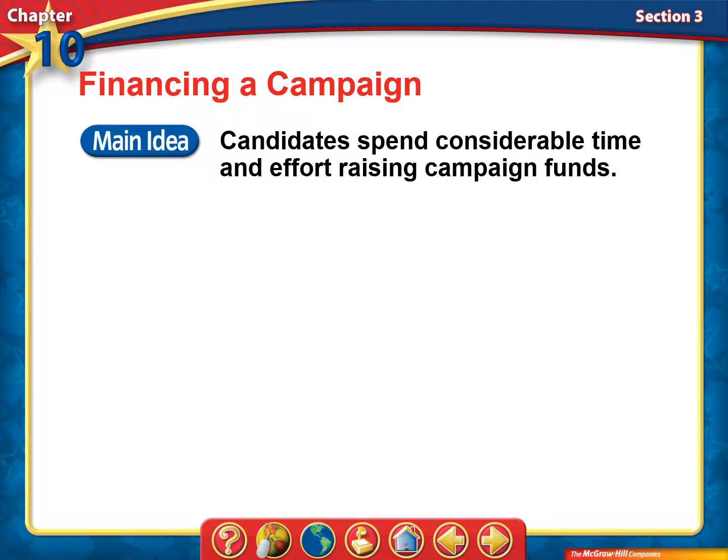So what does a candidate do with their time? In addition to going around and speaking with people and hearing their concerns, in addition to the time they spend reading bills and deciding on them when Congress is in session or when a president is doing the work of a president in the White House, they also spend a considerable amount of their time soliciting donations or raising campaign funds.